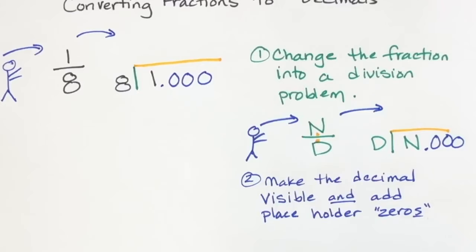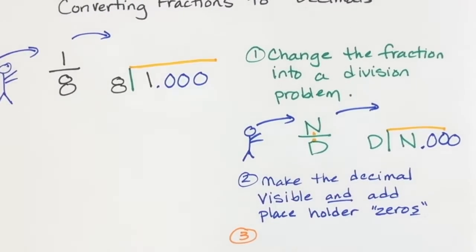It was there. Okay, so the football player runs into the fraction. The fraction tips over. The 1 falls on the inside. The 8, the denominator, stays on the outside. We're going to make it into division, make that decimal behind the 1 visible, and add some placeholders. Now, we're just going to do some division.